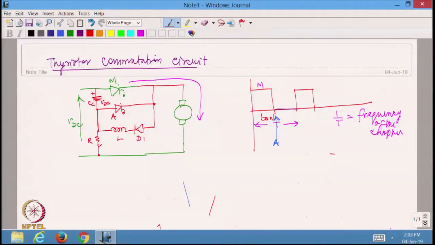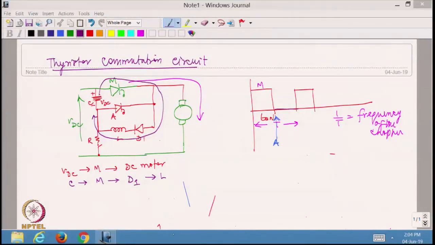Now whenever I want to turn off M, I am going to fire A. So the moment I fire A, there are two currents that will be flowing through M. One is directly from the DC source through M to the DC motor. This is one of the currents, and the second current is the capacitance itself discharging. You can look at the discharging path somewhat like this. This is going to be the discharging path. So I will have C, then M, then the diode D1, then the inductance L back to C.